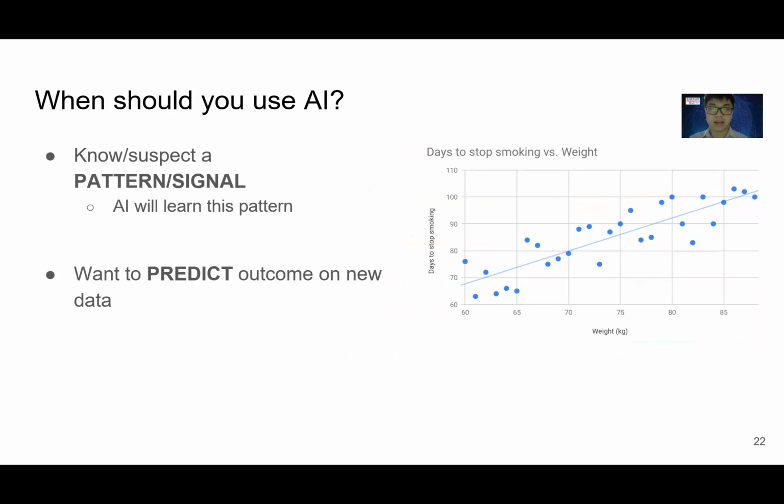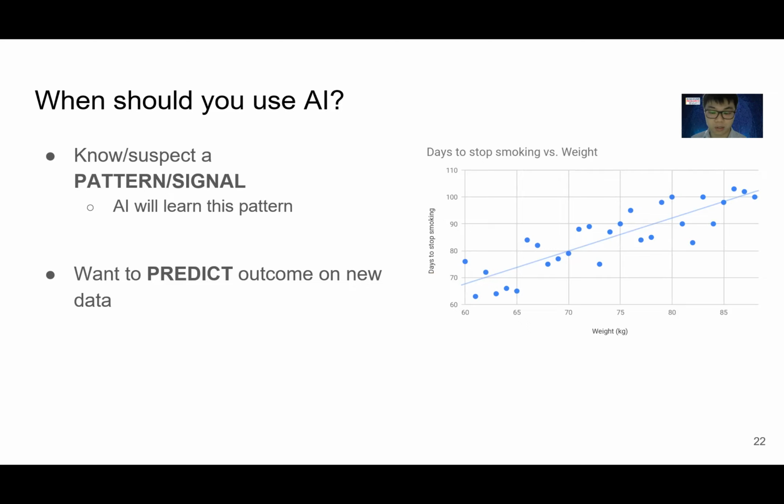So now the question is, when should we use AI? You should use AI when your data has some sort of complex pattern or signal that you think can be quantified. For instance, in this chart, we're trying to find a relationship between the days it takes to stop smoking and a patient's weight. And there is some pattern there. It looks linear, but it might not necessarily be. But the fact that there is some relationship we can extract out of it means there's a signal.